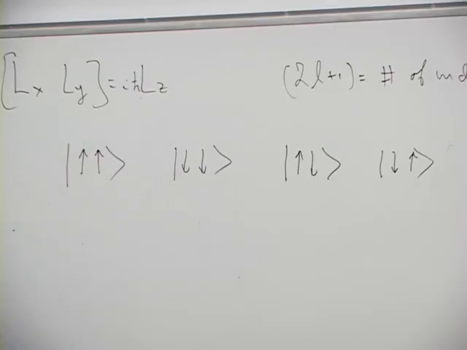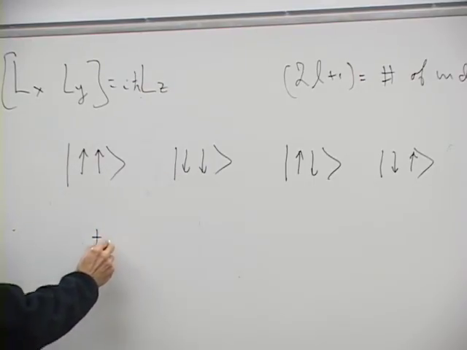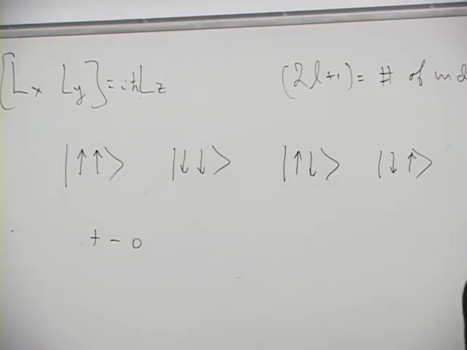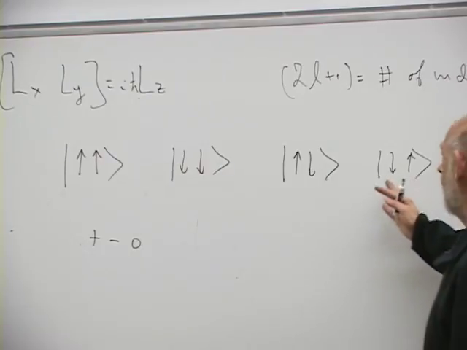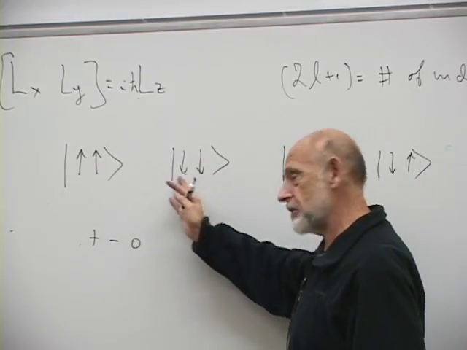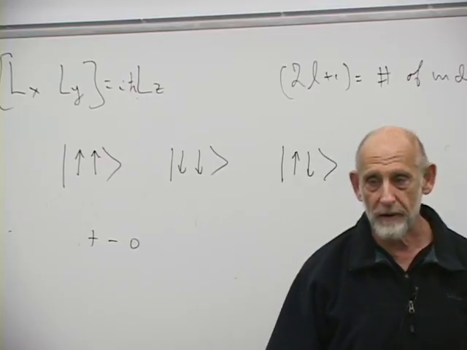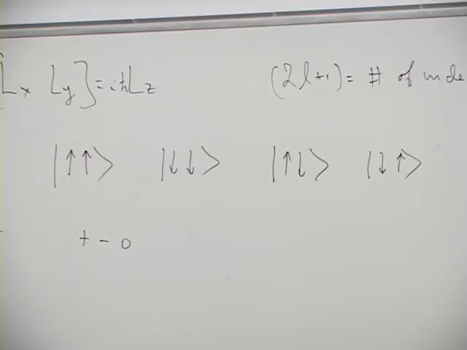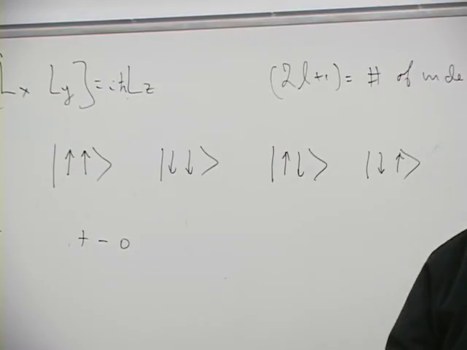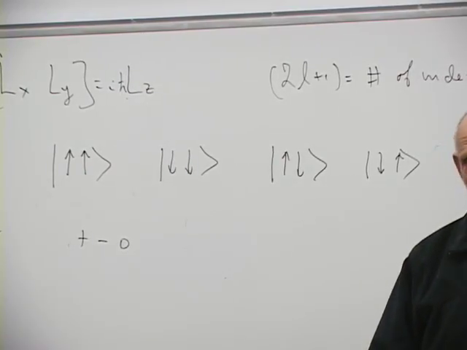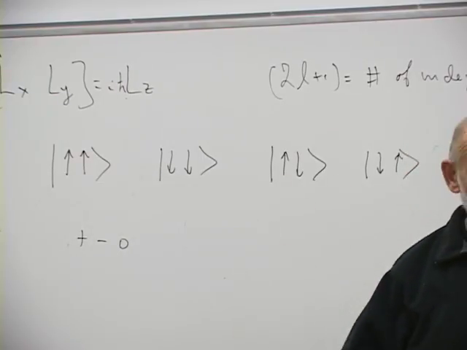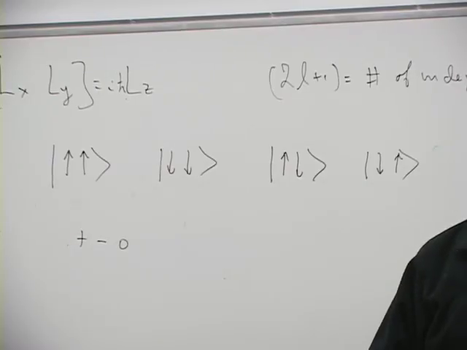But if I look at spin 1, all it has is plus, minus, and 0. There are only 3 of them. So this cannot be a multiplet. These 4 states cannot all correspond to spin 1. What else could be there besides spin 1? Can't be spin 2 because spin 2 has to have 5 states. The only other thing is spin 0.